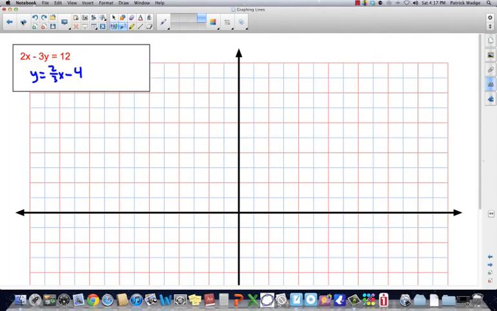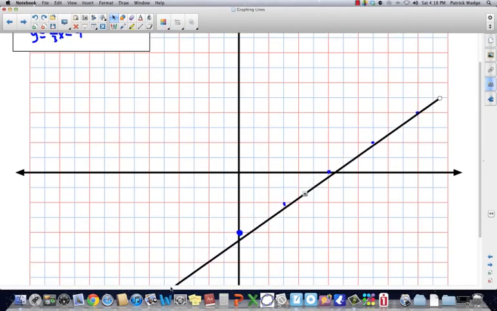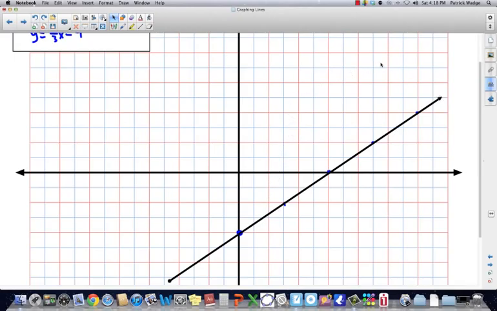Okay, so our y-intercept is negative 4. 1, 2, 3, 4. Slope is 2/3, which means we're going to rise 2 and run 3. 1, 2, 3. Rise 2, run 3. And go as many times as you want. Rise 2, run 3. Okay, that's more than enough. We can now draw the line. The line's going to go something like this. And I'll extend it on the other side, and throw some arrows on the end, and you're done.